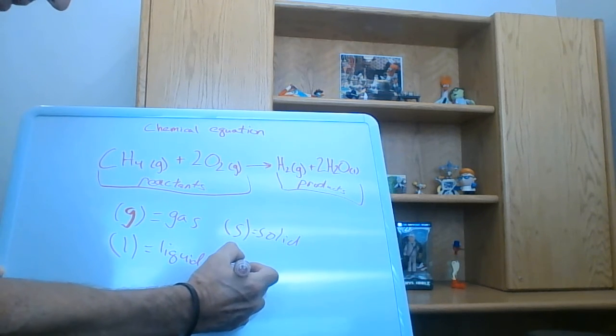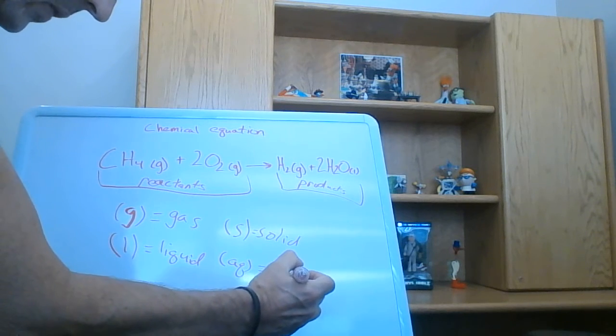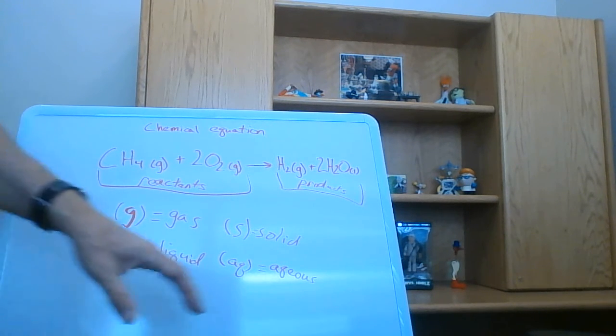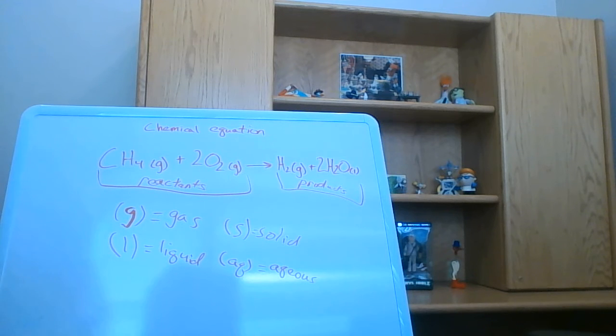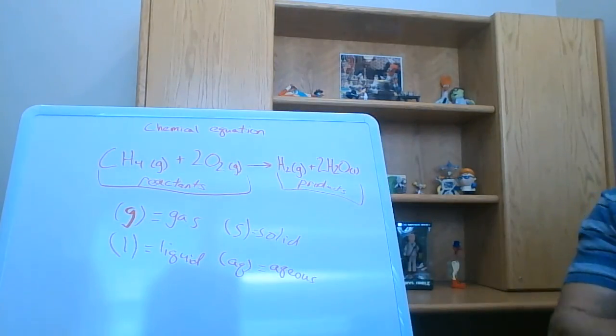And one we haven't seen before is AQ, which means aqueous. So aqueous just means dissolved in water. So one thing to remember, and we see this all the time, is people want to say that water is aqueous, but that would mean water dissolved within water. So aqueous specifically refers to something dissolved in water. So those are your basic parts of a chemical equation.